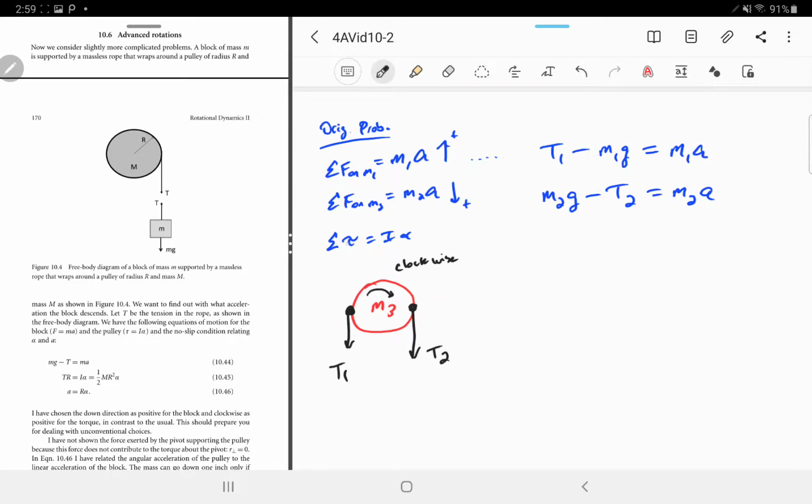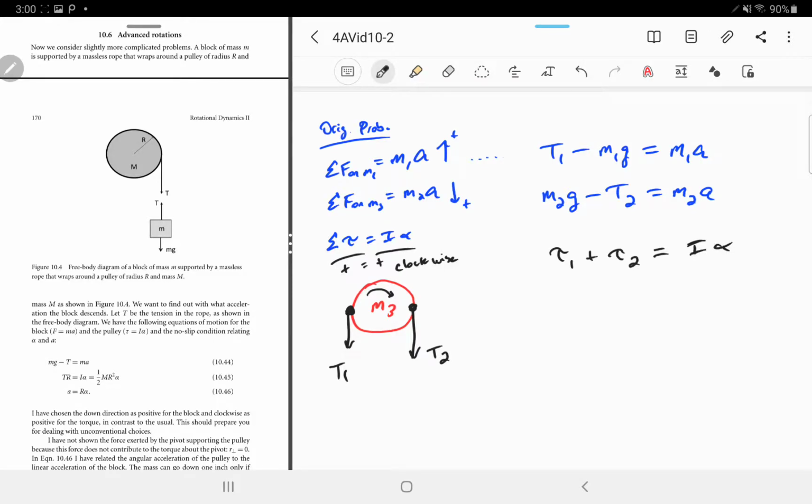Just so that when we do the sum of the torques equals I alpha, I'd rather write down a positive number equals a positive number, rather than a negative number equals a negative number. But in order to do that, I need to know that any torque that tends to produce a clockwise rotation is going to be a positive torque, and any torque that tends to produce a counterclockwise rotation will be a negative torque. Okay, so there's a torque from T1 and there's a torque from T2, and this is going to be I alpha.